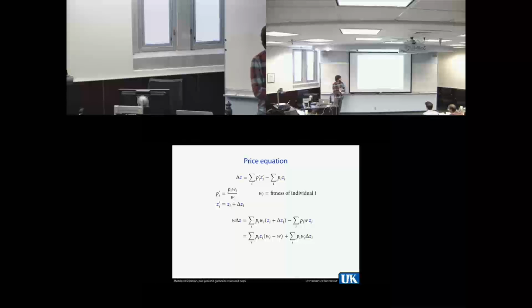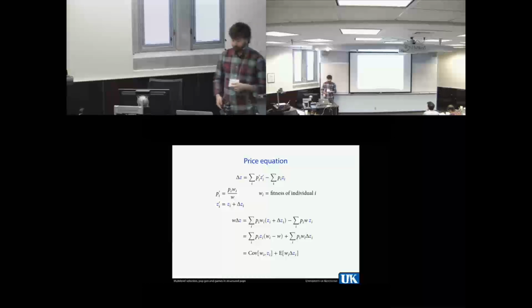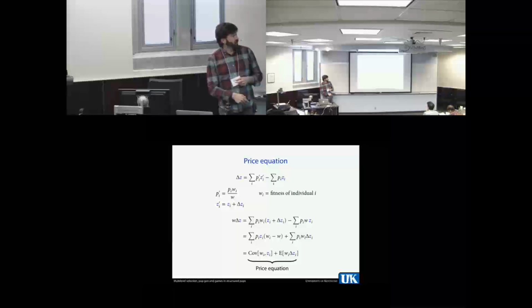We just rearrange it, pulling this w bar in front here, and this delta z here. If you read off what these two expressions are, the first one you can write as the covariance between the fitness of individual i and its phenotype, plus this expected change in the phenotype of individual i, weighted by fitness. And this itself is just the Price equation.